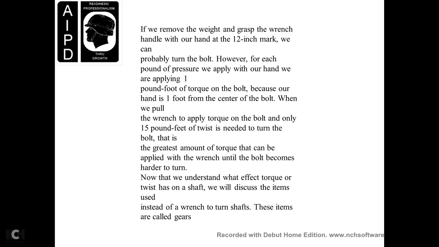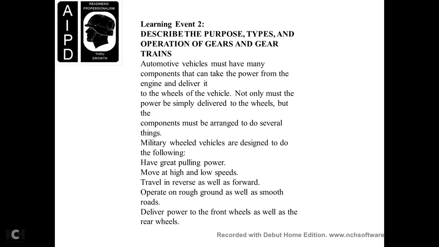Now, to understand the effect of torque and twist on a shaft, we will discover items used instead of the wrench to turn the shaft. These items are called gears. Lesson learning event number 2: describe the purpose and type of operation of the gear and the gear trains.